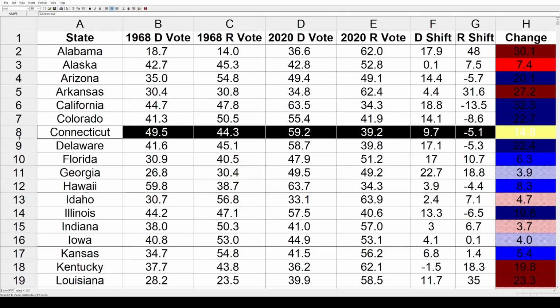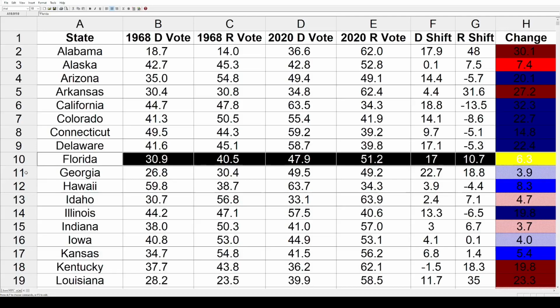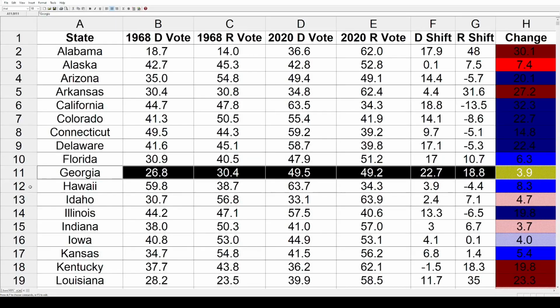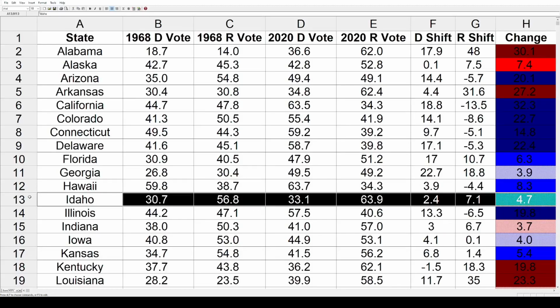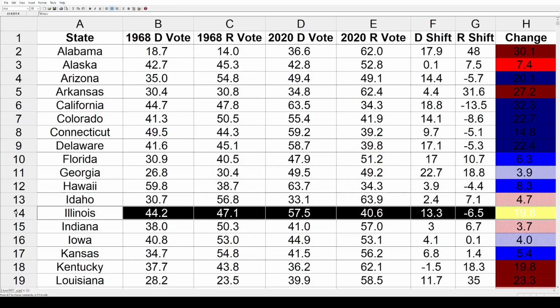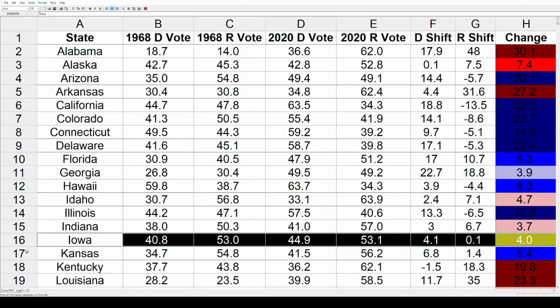Connecticut by 14.8, Delaware by 22.4, Florida the same direction by a smaller 6.3, Georgia by an even smaller percent of 3.9, and also in Hawaii by 8.3. Idaho, that went back toward the Republicans by 4.7. Illinois had a hard blue shift of 19.8. Indiana, a lighter red shift of 3.7. Iowa got bluer by an even 4%.